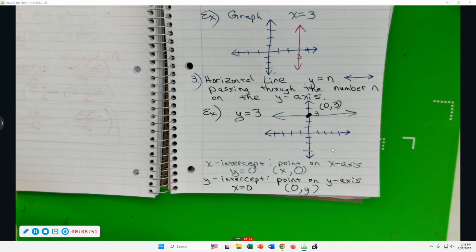Similarly, down here, what would you say about horizontal lines? What type of intercept, x or y? A y-intercept. Horizontal lines don't have x-intercepts. They don't cross the x-axis.